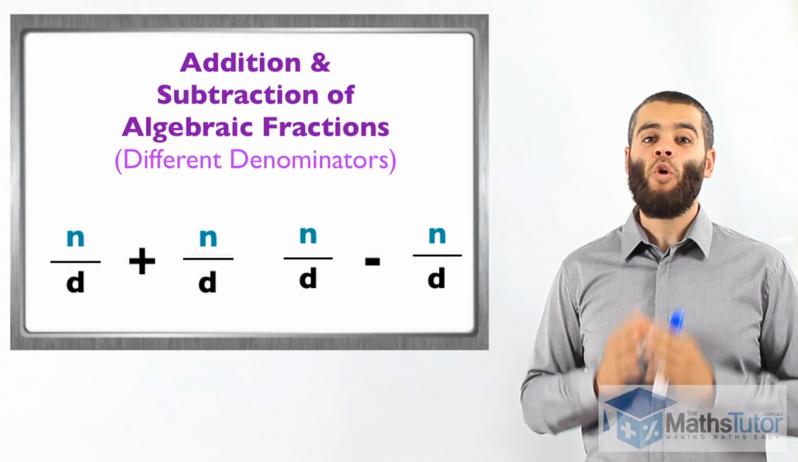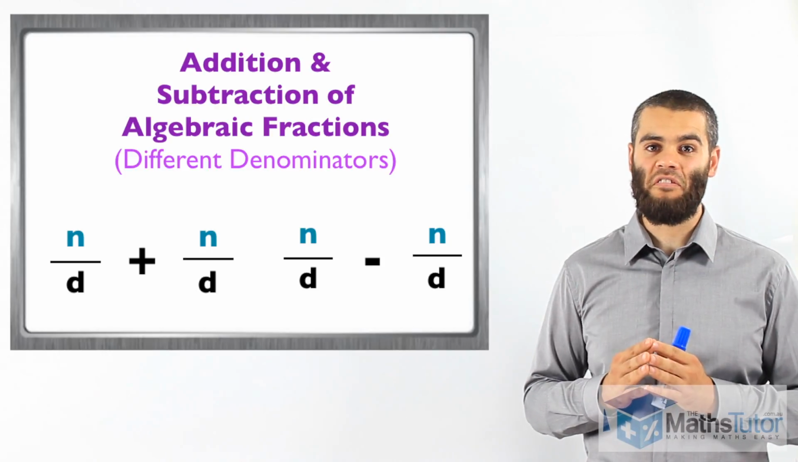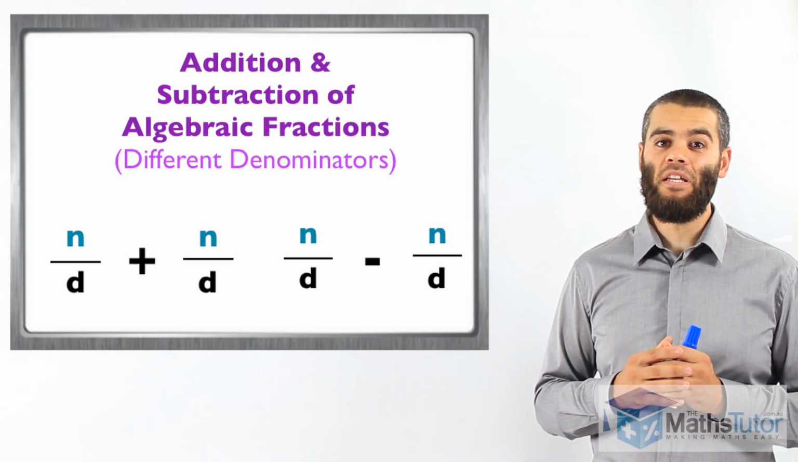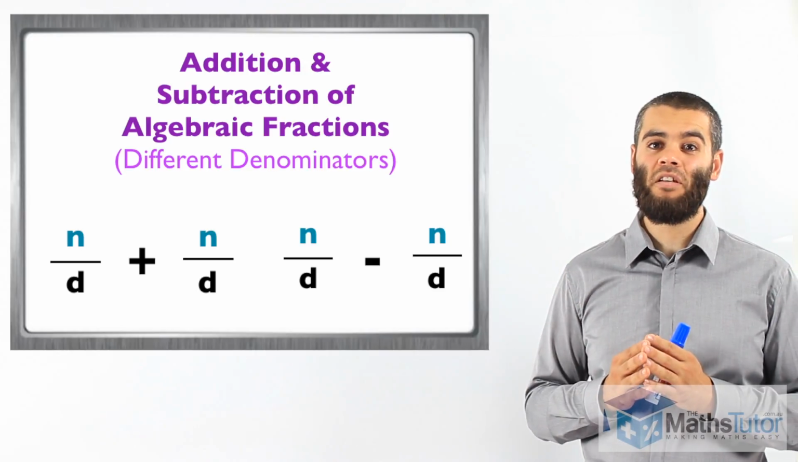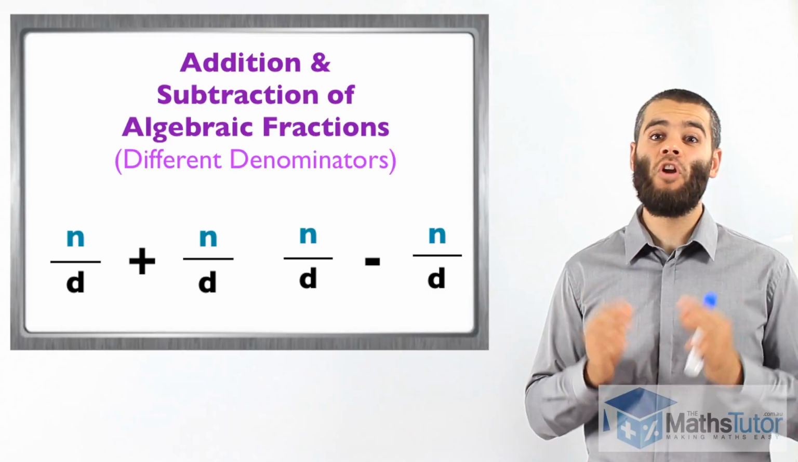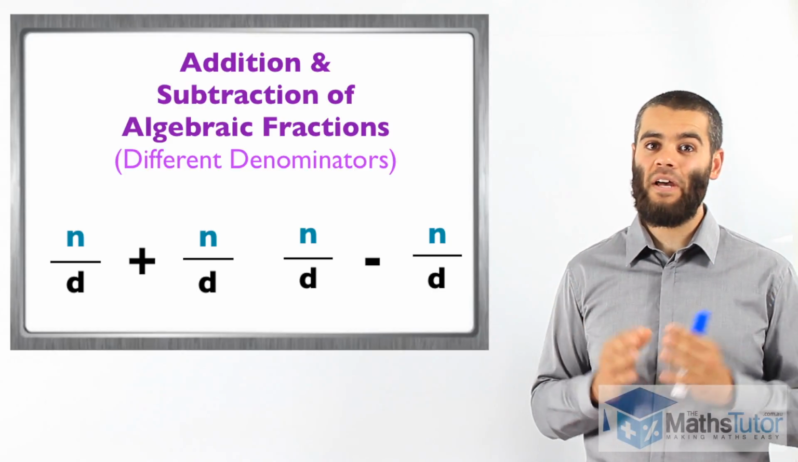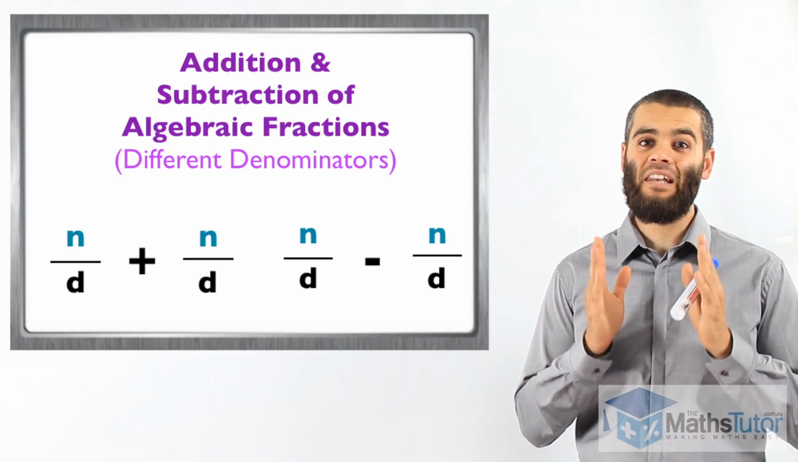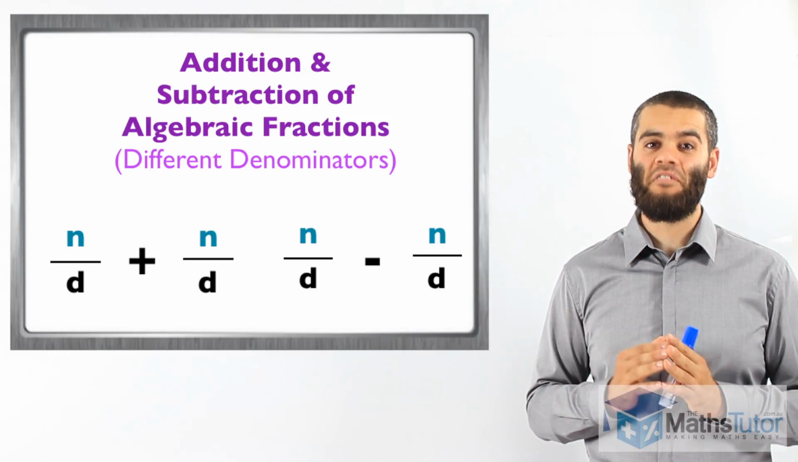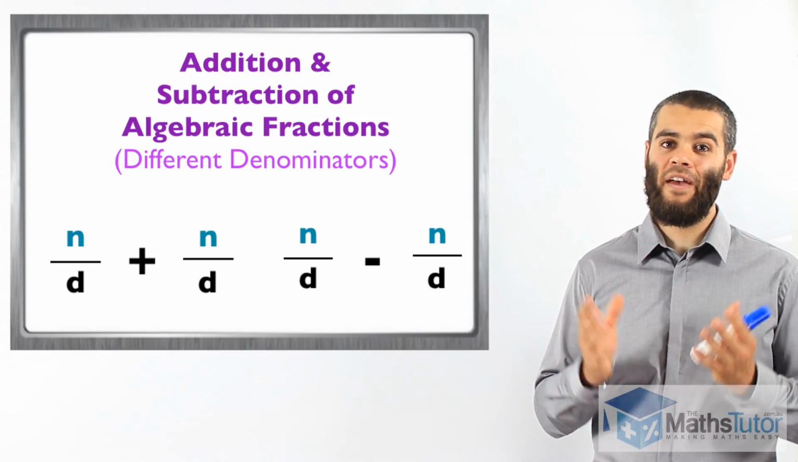Hey guys, we know that algebraic fractions follow the same rules as normal fractions. Here we're going to be learning how to add or subtract algebraic fractions when the denominators are different. We know the rule is that we can't add or subtract algebraic fractions unless the denominators are the same. So I'm going to show you how to make the denominators the same, and then we're going to do some examples.